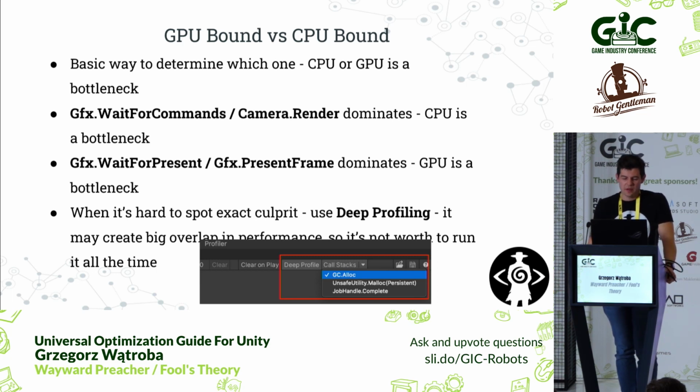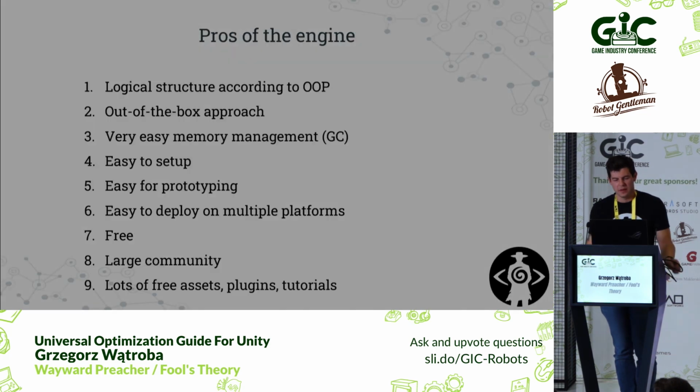So when you have problems with accurate measurements, you can also try to do deep profiling. It will help you get more accurate data at the cost of the general performance.